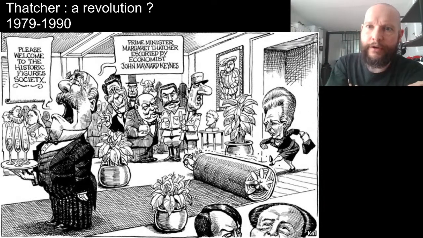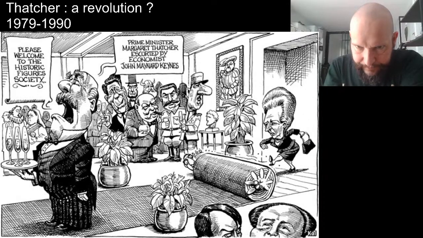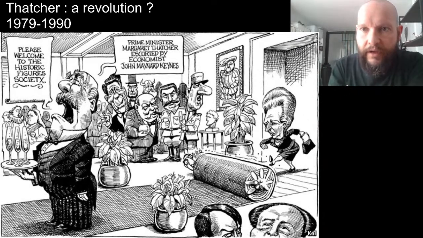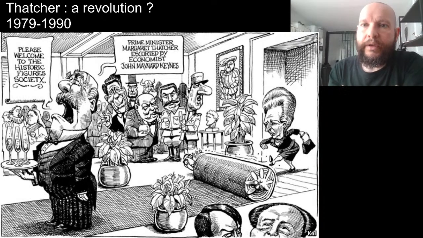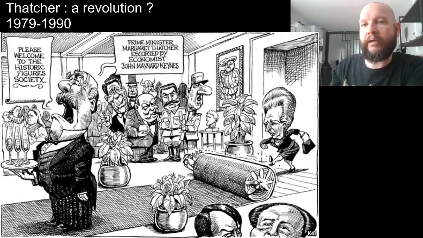So Margaret Thatcher was the first prime minister, the first female prime minister in the history of the UK. But that's not her major legacy. Her major legacy is that she actually broke and dismantled the consensus that had been established in the previous years, not only in the United Kingdom, but globally in the Western world, in the industrial world.